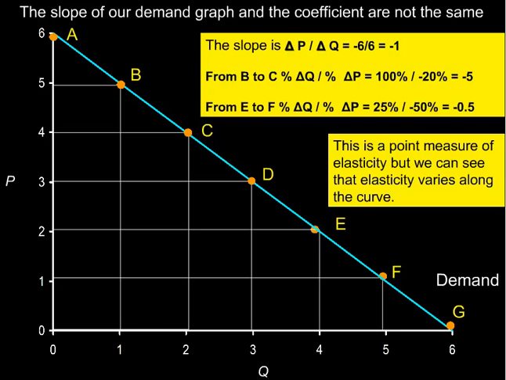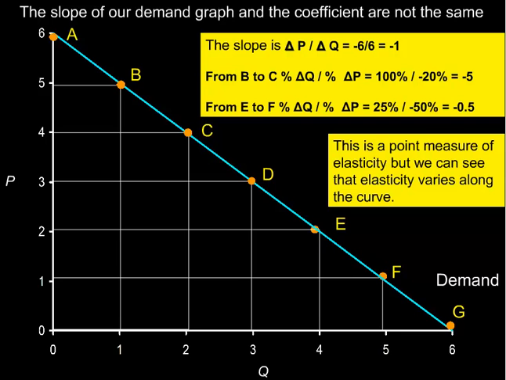So when the price is 6, quantity demanded is 0, we're at point A, and when the price is 0, the quantity demanded is 6, we're at point G. Then we've got points B, C, D, E and F. And this is a straight line graph, so its slope is constant. And if we were to show a movement from A to G, we know that if we took a measure from A to B and looked at the slope there, it would be the same.